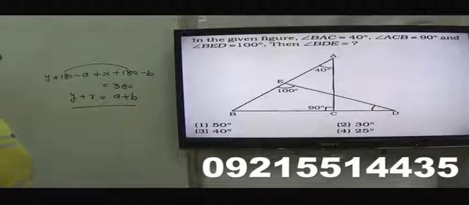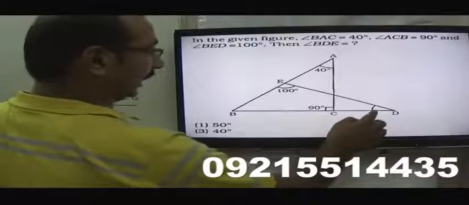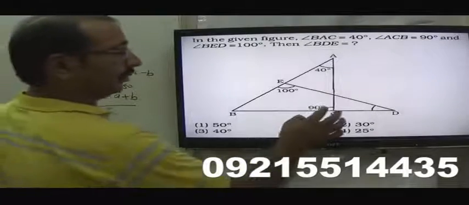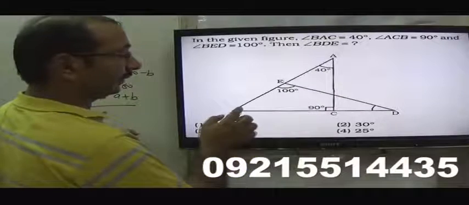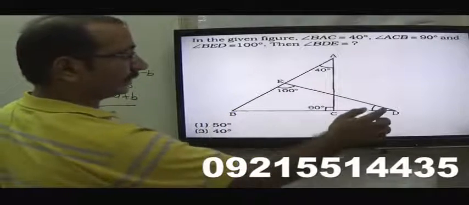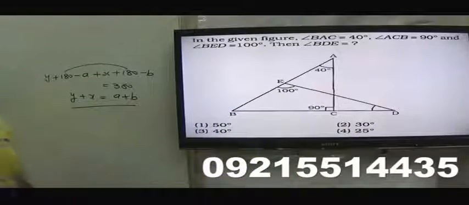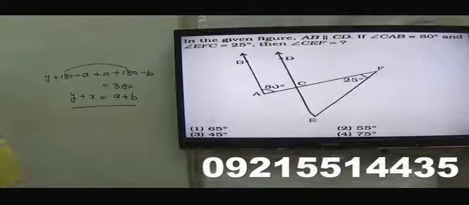We have to find angle BDE. BDE, that angle I have to find out. 90 plus 40, 130, that is 50. 100 plus 50, 150, this is 30. Hence I can say second is my answer. Angle BDE is equal to 30 degrees. Second becomes my answer. Let us have the next question here.